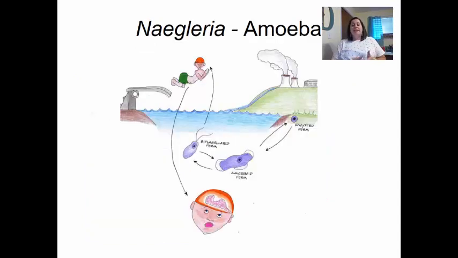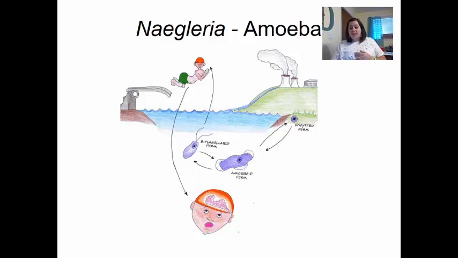So Naegleria is another type of protozoa, and this one's an amoeba, so it's going to move by having extensions where it can pull itself forward. These are going to invade through your nasal mucosa membrane, so through your nose, and then it will ultimately move up to your brain and start to feed on your nervous tissue.